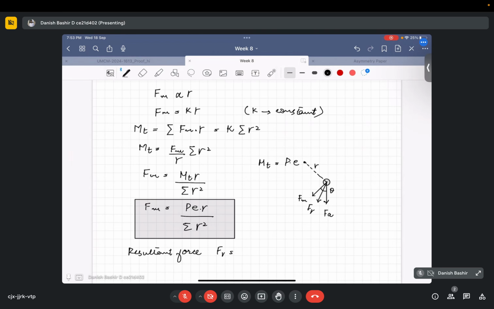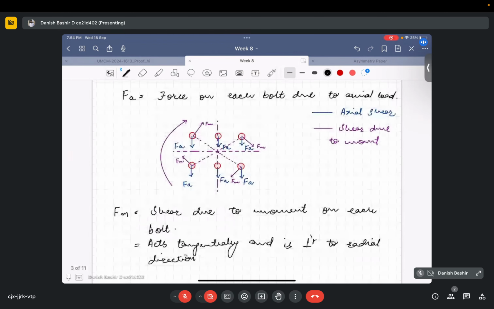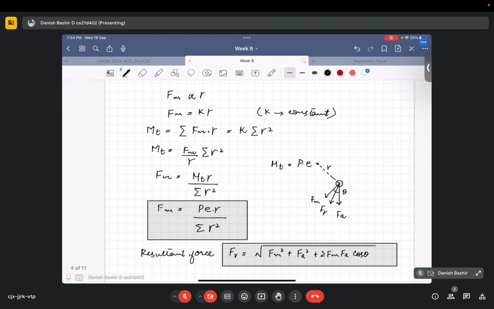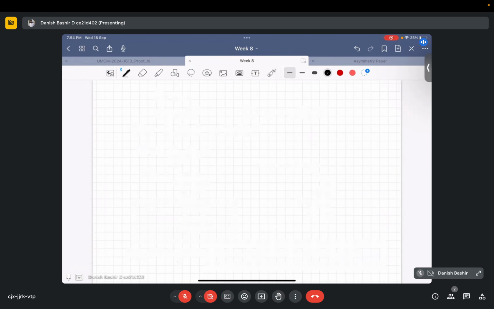Fr will be equal to, not summation, square root of Fm square plus Fa square plus twice Fm Fa cos theta, two vectors vector addition. Okay, this is the resultant force acting on one bolt. So I hope this is clear to you guys. We will solve one design problem on it.